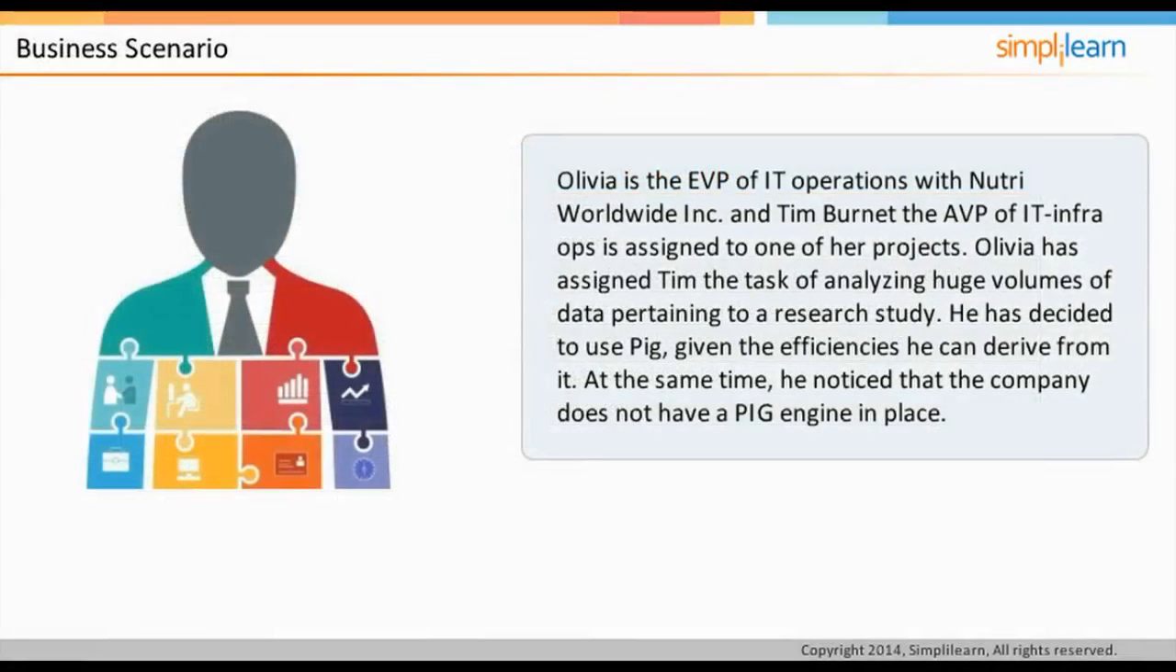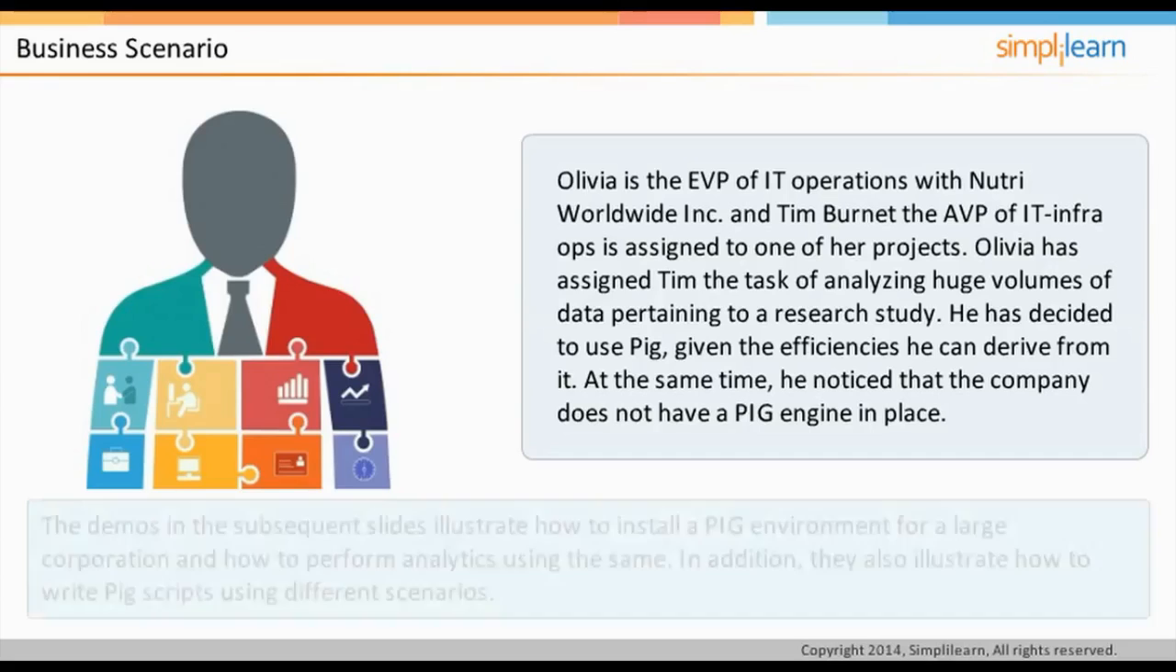Olivia is the EVP of IT Operations with Nutra Worldwide Incorporated. Tim Burnett, the AVP of IT Infra Ops, is assigned to one of her projects. Olivia has assigned Tim the task of analyzing huge volumes of data pertaining to a research study. He has decided to use Pig given the efficiencies he can derive from it. At the same time, he notices that the company does not have a Pig engine in place.